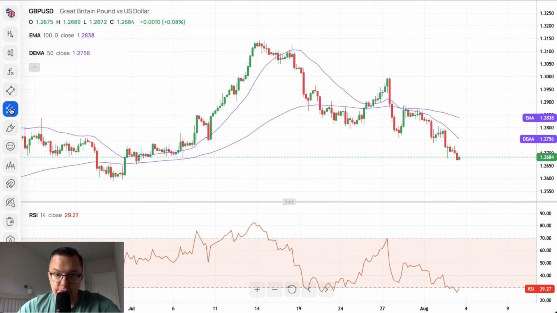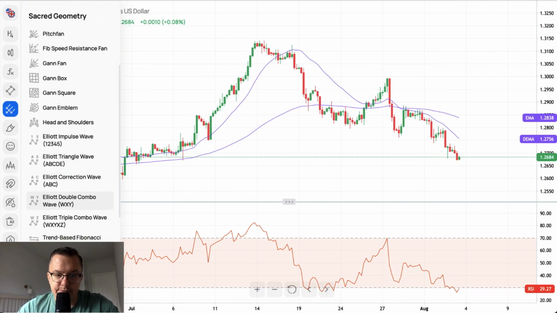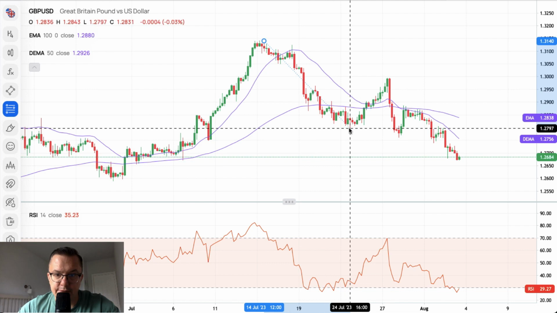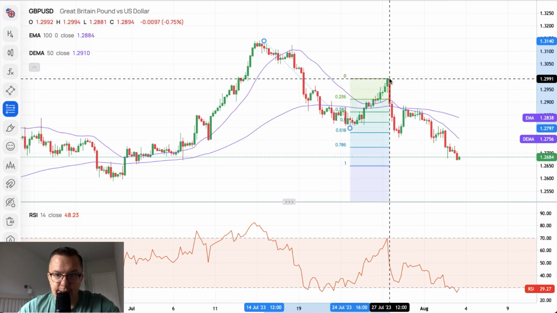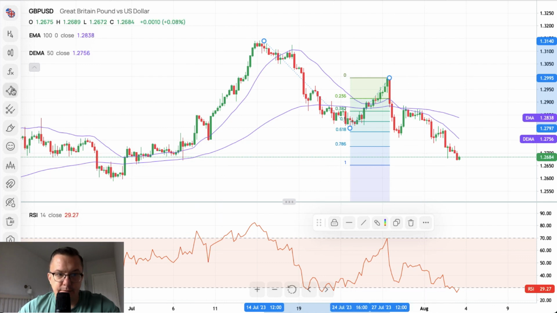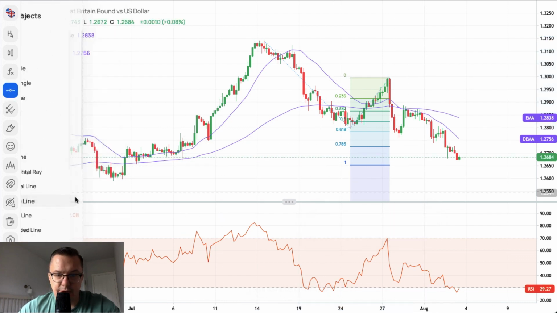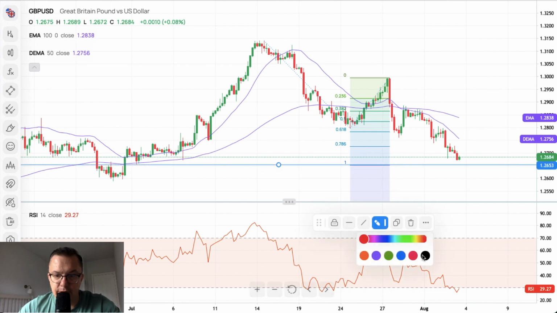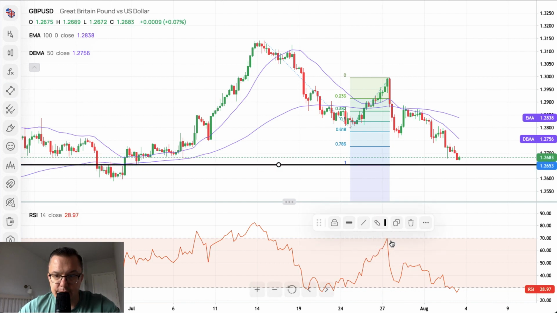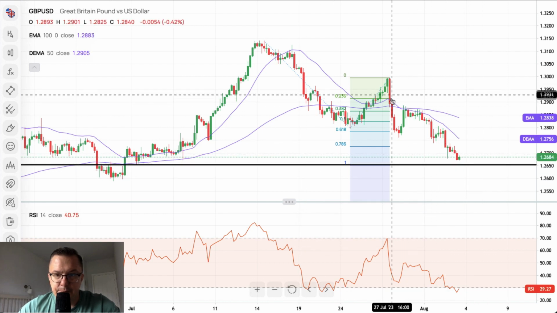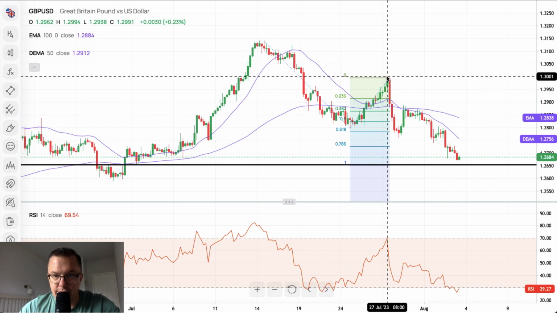The first thing I would like to check is, of course, some sort of Fibonacci relationship between one leg and the other. So this is the leg A, this is the leg B, and let's see where is the 100% level. So let me just put the horizontal line here, just around here, a big thick black line, 1.2653. So this is the target level for the wave C.